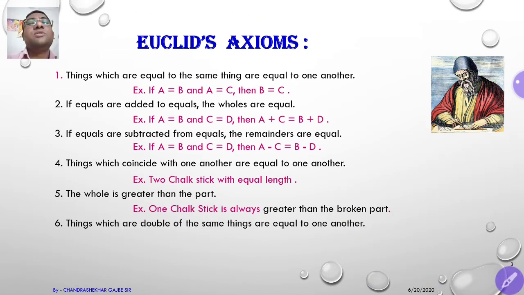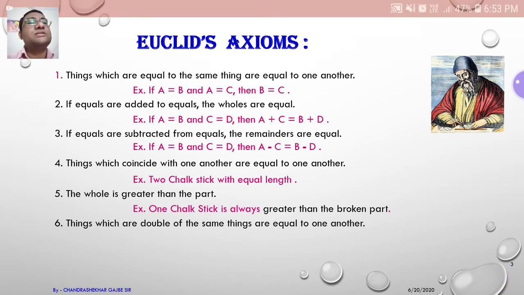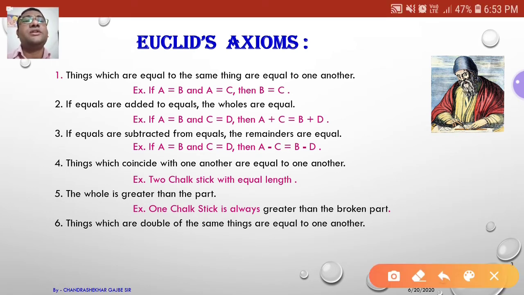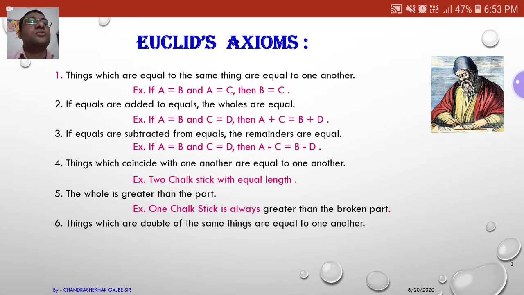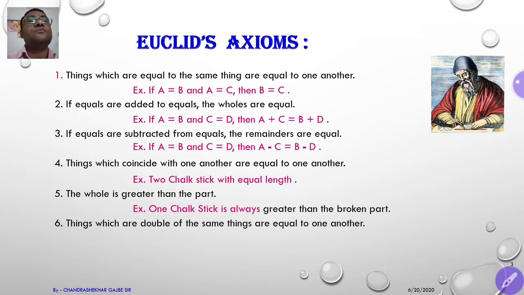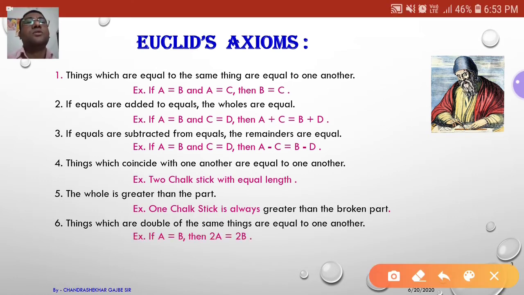Next one is axiom number 6. Things which are double of the same thing are equal to one another. That has a simple meaning: if there are two equal things and we take a double of them, then the results will also be equal. For example, if a equals b, then we can write 2a equals 2b by multiplying by 2. When we take twice of a and twice of b, those two things will also be equal. This is axiom number 6.